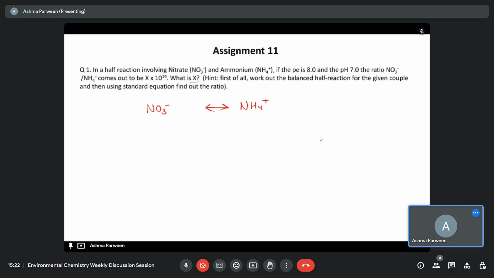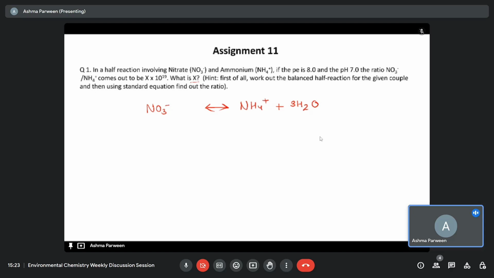reaction, let's first what we do is we balance all the elements except hydrogen and oxygen. So in this reaction, except hydrogen and oxygen, it is nitrogen, and we can see that nitrogen is already balanced. So after balancing of nitrogen, we will balance the oxygen. So we can see that in the reactant side, there are 3 oxygen atoms. So for balancing of oxygen, we will add 3H2O on the product side.